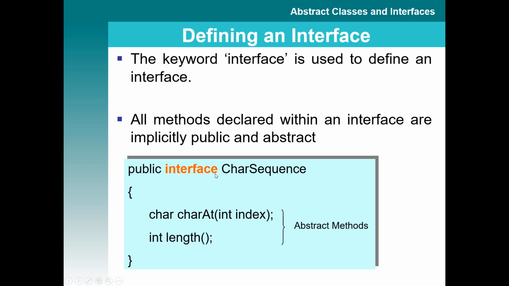So here is how you declare an interface. Here we're declaring an interface called CharSequence, and we're declaring a couple of methods, and automatically these methods are abstract methods. Not only abstract, they are also public and abstract. Any method declared in an interface is automatically public and abstract.